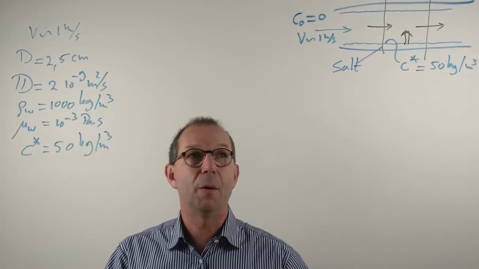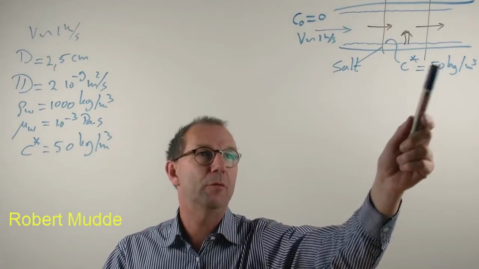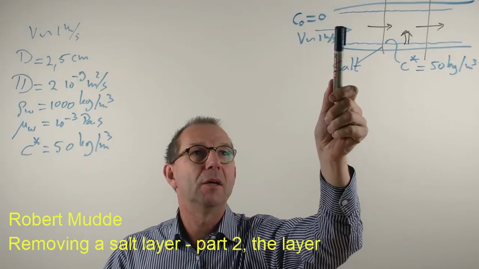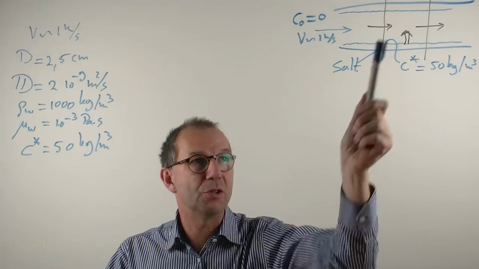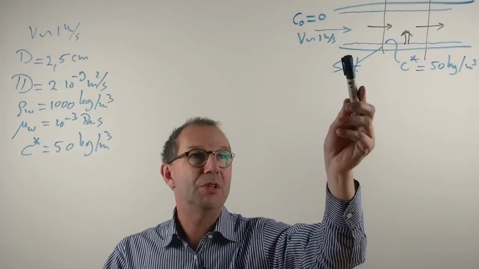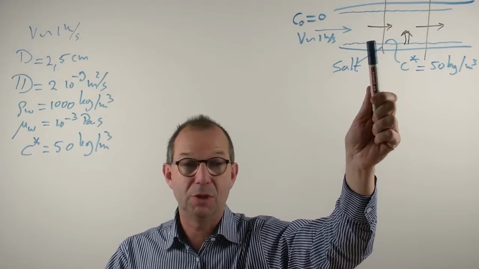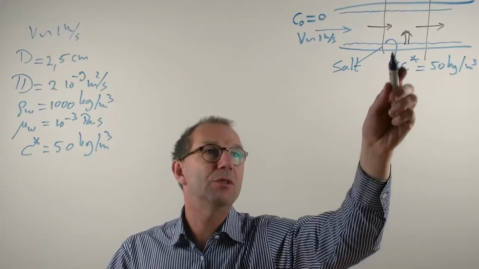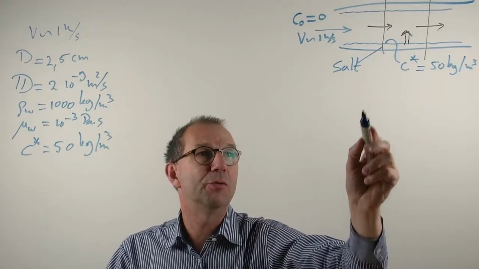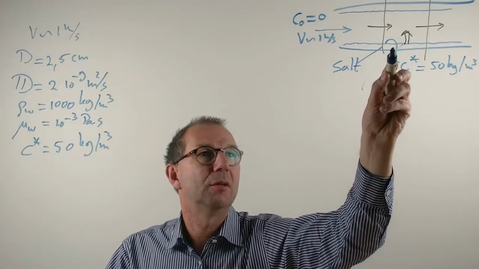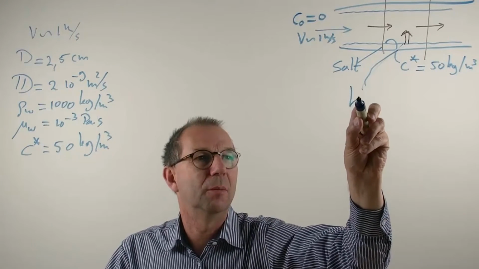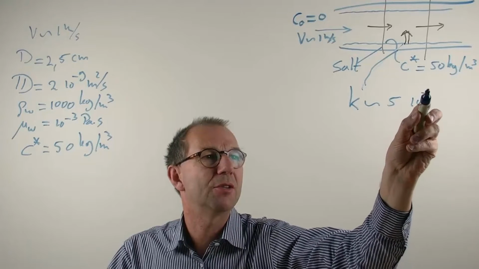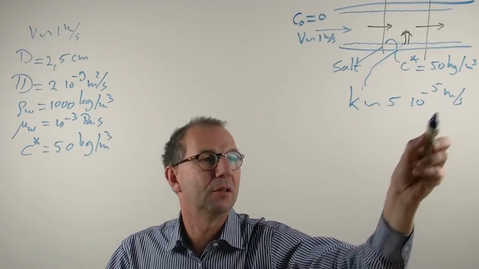In the previous example, we discussed how a layer of salt can be removed from a pipe by flowing fresh water through the pipe in which the salt dissolved. We set up our balances to find out what the concentration along the tube is, and we found that this mass transfer into the fluid is governed by a mass transfer coefficient which was about 10 to the minus 5 meter per second.